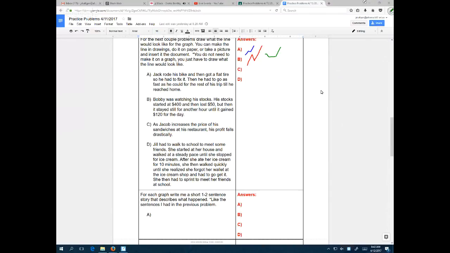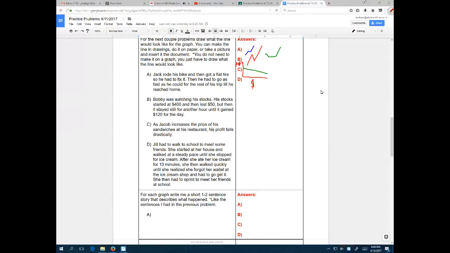Next one, Jacob increased the price of his sandwiches at a restaurant. His profit falls drastically. So basically, as his price went up, his profits went down. Kind of like one of the problems of the day yesterday when we had profits and price. So the profits, the price. Yep. So she's saying, if this was on a grid, this would be the price, and this would be the profit over here, right? Kind of like the one yesterday we did for problem of the day.